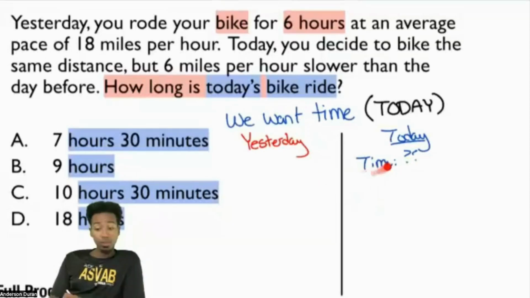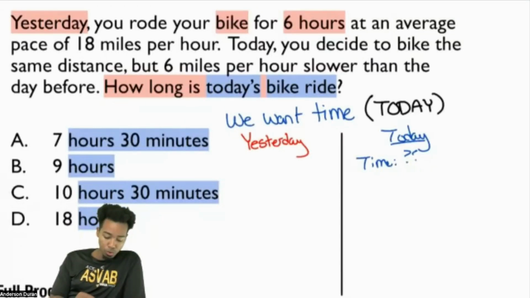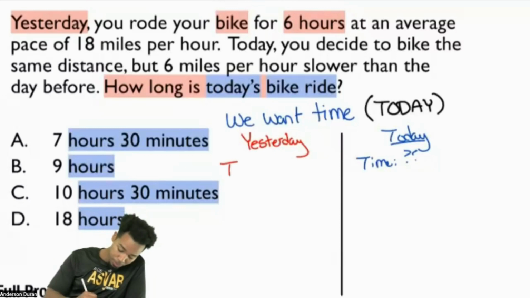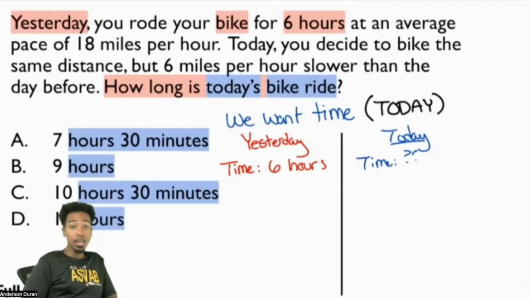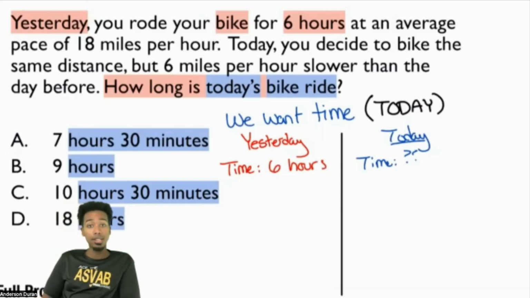Not both. Nope, not both. It belongs in yesterday, because clearly it says right here, yesterday, you rode your bike for 6 hours. So that 6 hours, that time right here, is yesterday only. That did not describe today. We're looking for today's time. How long was today's ride? We want that, but we're going to find out how.